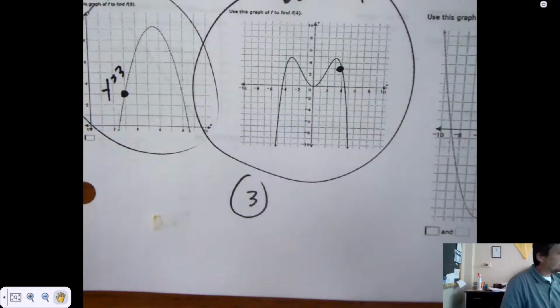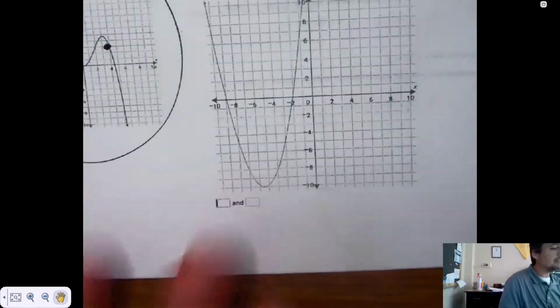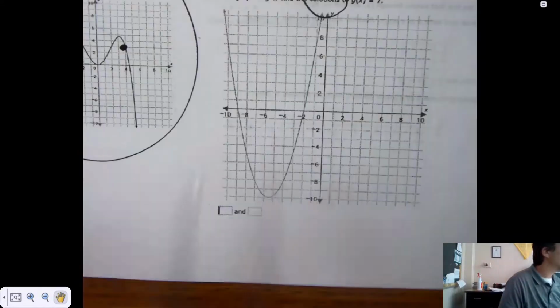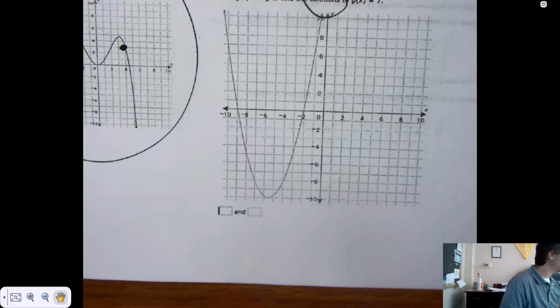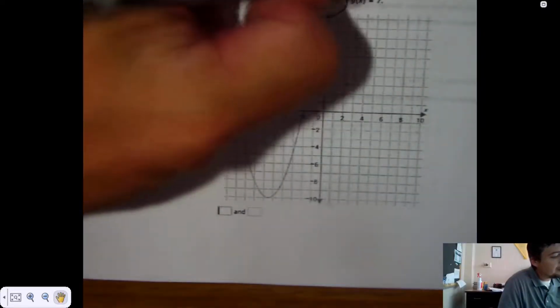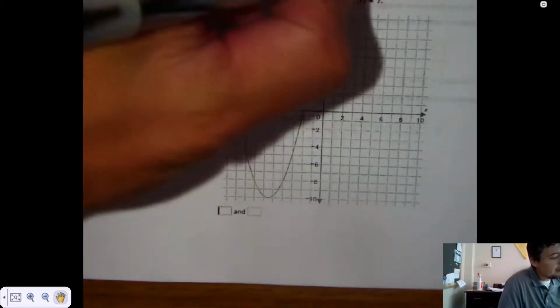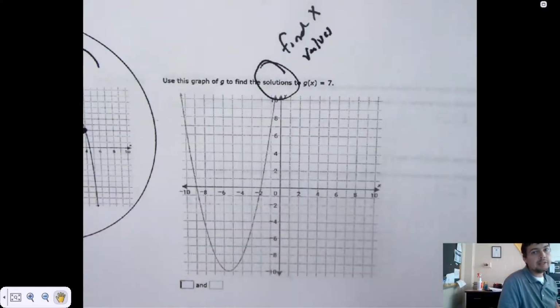All right, that's really all I got for doing those. And this one, you see that keyword solutions. So you're not finding y values. What are you finding? X values. You see that keyword solutions, you're finding x values. So you guys do that one real quick.